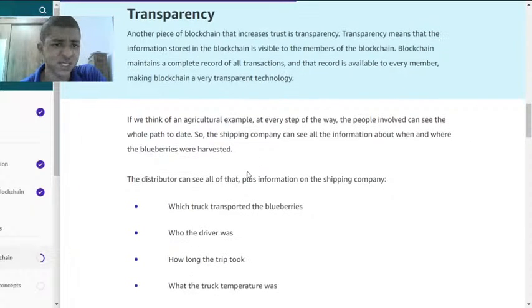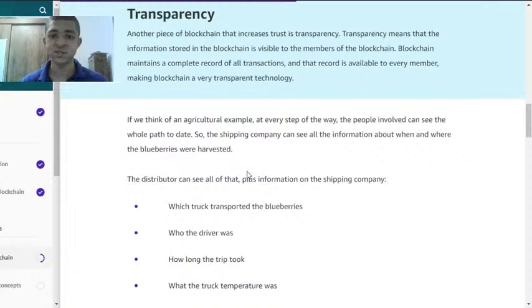Transparency. Another piece of blockchain that increases trust is transparency. Transparency means that the information stored in the blockchain is visible to the members of the blockchain. Blockchain maintains a complete record of all transactions, and that record is available to every member, making blockchain a very transparent technology. If we think of an agricultural example, at every step of the way, the people involved can see the whole path of the data.